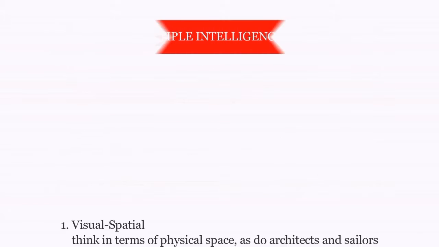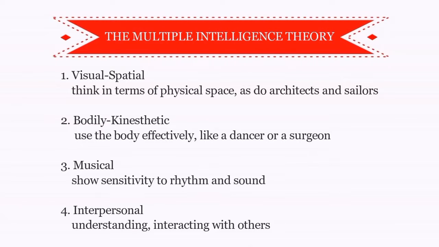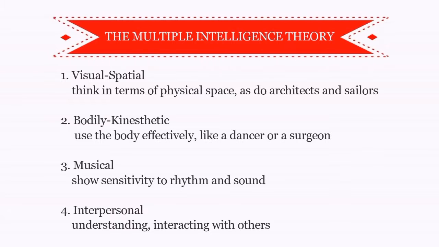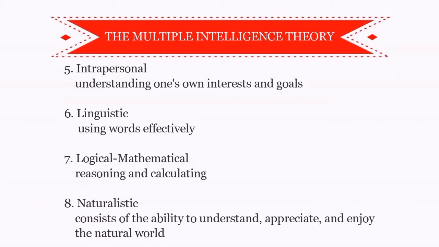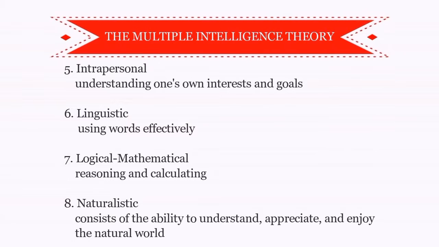The multiple intelligence theory: Visual-spatial, think in terms of physical space, as do architects and sailors. Bodily kinesthetic, use the body effectively, like a dancer or a surgeon. Musical, show sensitivity to rhythm and sound. Interpersonal, understanding and interacting with others. Intrapersonal, understanding one's own interests and goals. Linguistic, using words effectively. Logical mathematical, reasoning and calculating. Naturalistic, consists of the ability to understand, appreciate and enjoy the natural world.